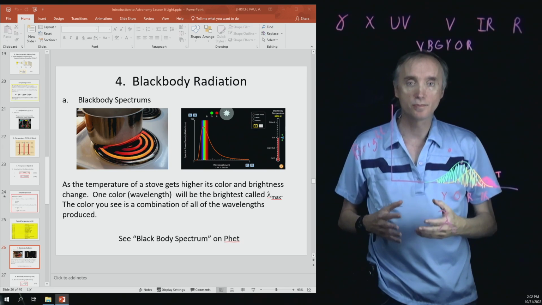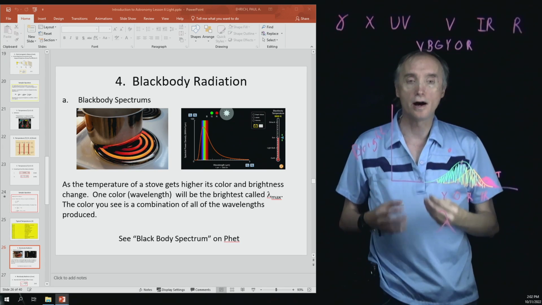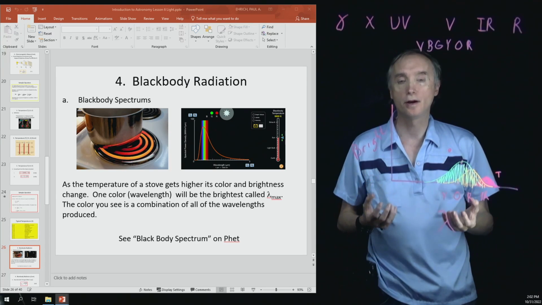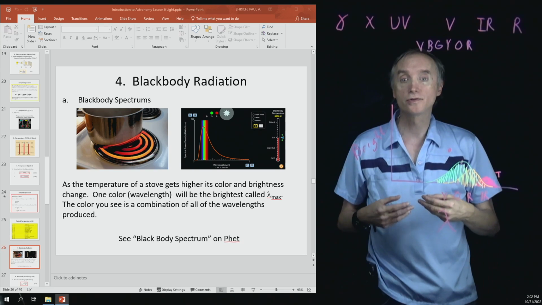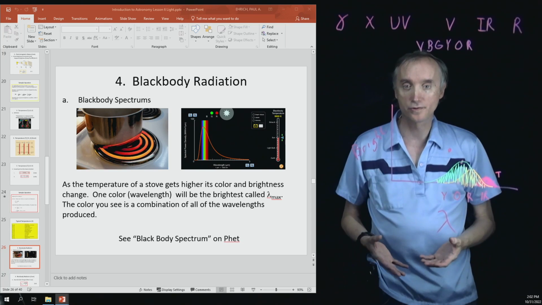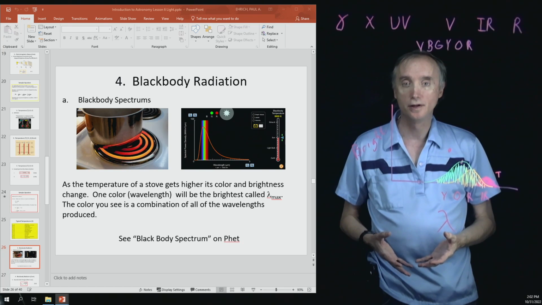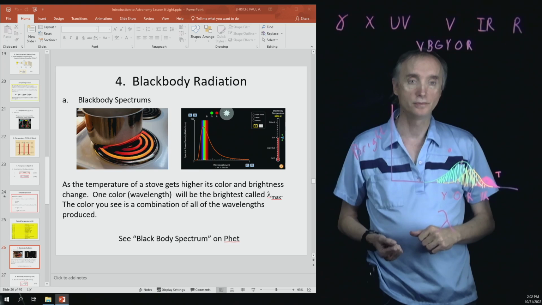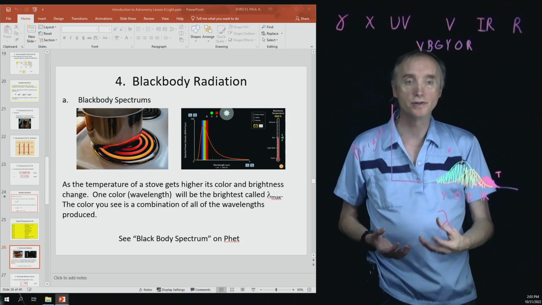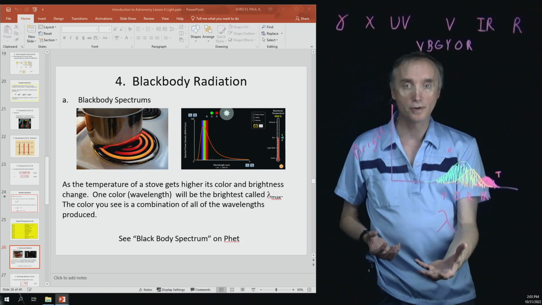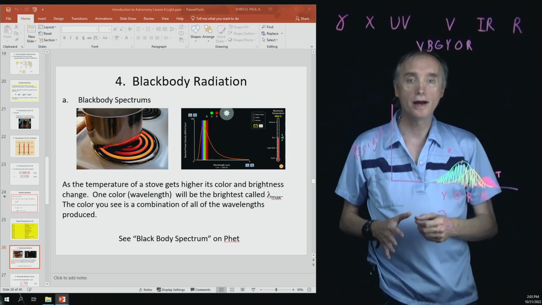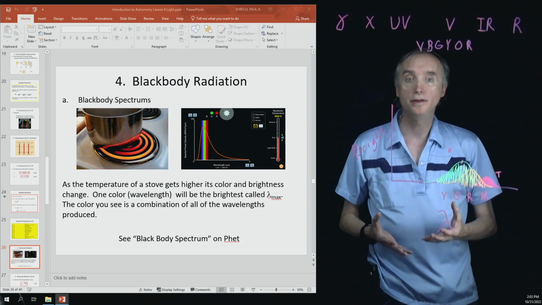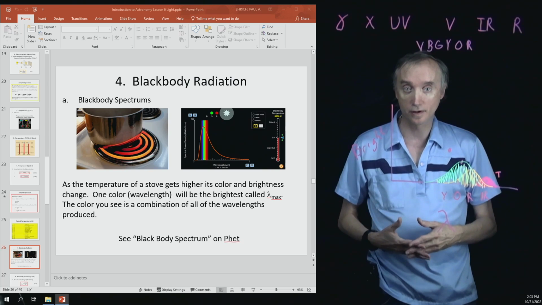So we're going to call these things black bodies. An object that can absorb all colors of light and can also emit all colors of light is going to be called a black body. So, for example, a black piece of paper absorbs all wavelengths of light. That's why it's black, because none of the light is emitted by that black piece of paper and goes into your eye. Likewise, a black body, once it gets hot, emits all wavelengths of light.